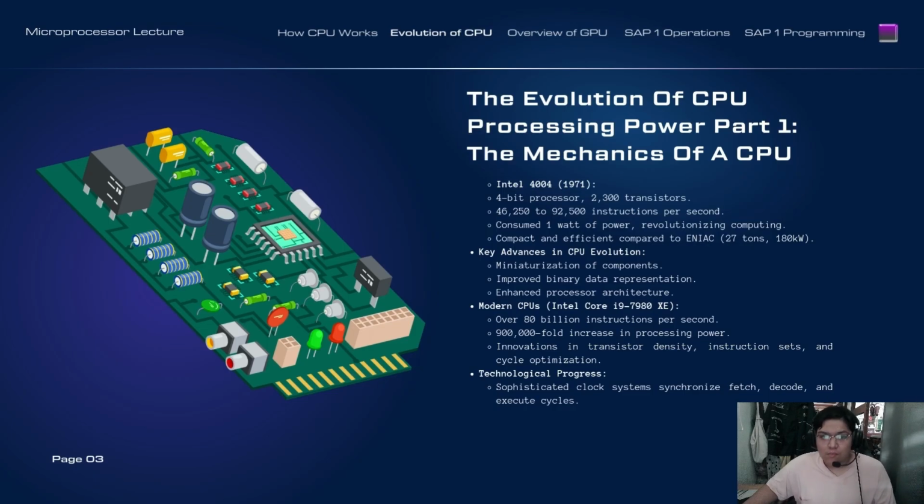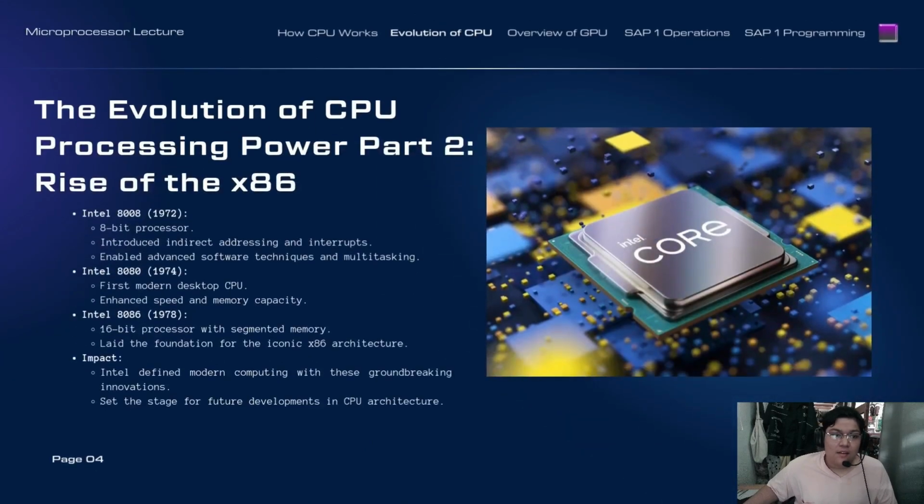Now, moving on to part 2, which is the rise of x86. As the 1970s unfolded, CPUs underwent a significant evolution, transitioning from basic designs to more sophisticated architectures. The progression was marked by Intel's 8008 in 1972, an 8-bit processor that introduced pivotal features like indirect addressing and interrupts, enabling advanced software techniques and multitasking.